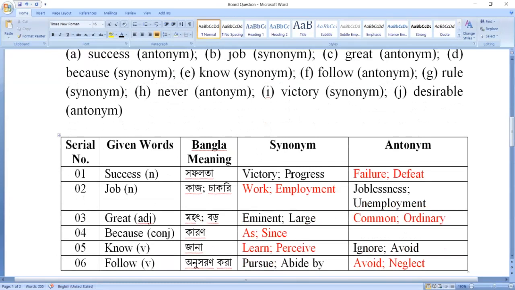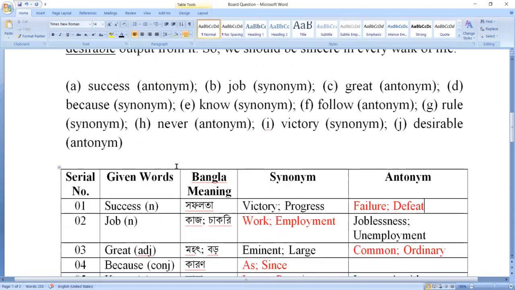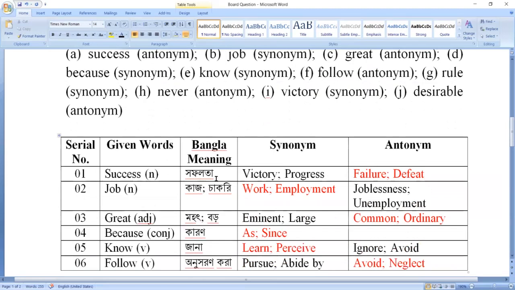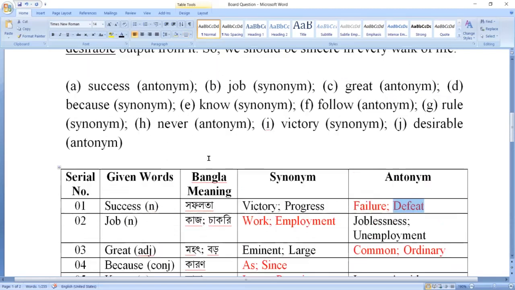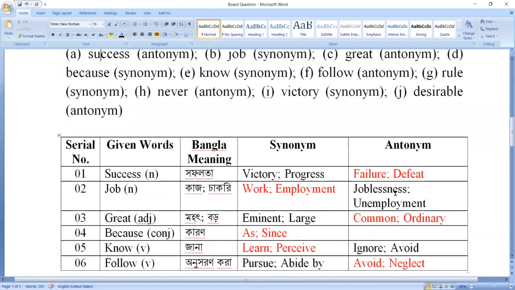Here we can see I have written for you the Bangla meaning and also the synonym and antonym of the particular word. For success, the synonym is victory and also progress, and the antonyms are failure and defeat. So what you need to write here is the word failure or defeat, because you have been asked to write the antonym of the word success.